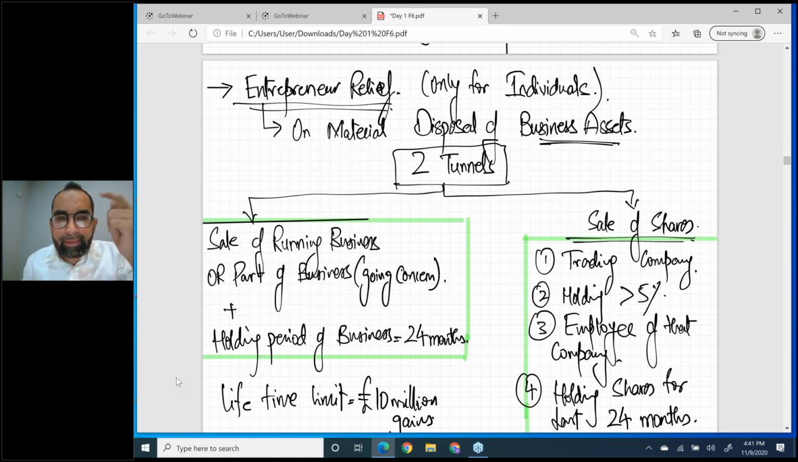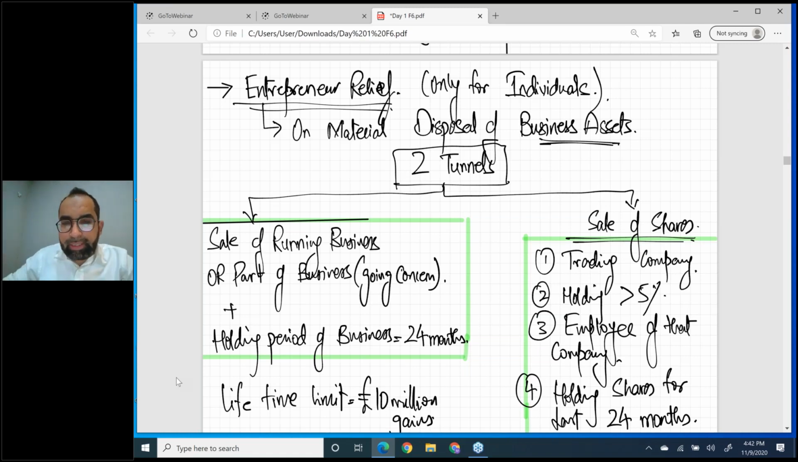The first slide is very easy. Sale of a running business or part of a running business. See the words running business. You just sold your running business, plus the holding period of the business is 24 months. On the date you are selling, that business must be 24 months old with you. That means your period of ownership of that business must be 24 months. If you satisfy these two conditions, you are eligible for entrepreneur relief. Then the gains on this transaction will be qualifying gains.